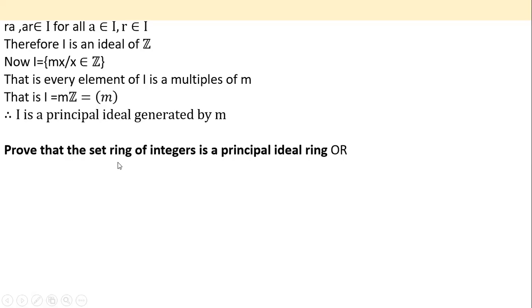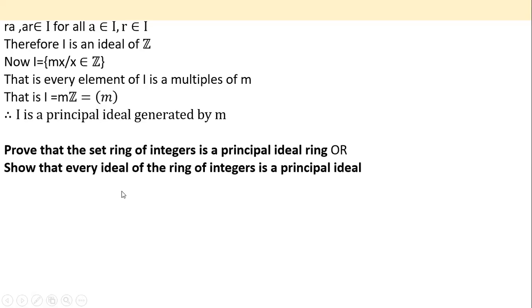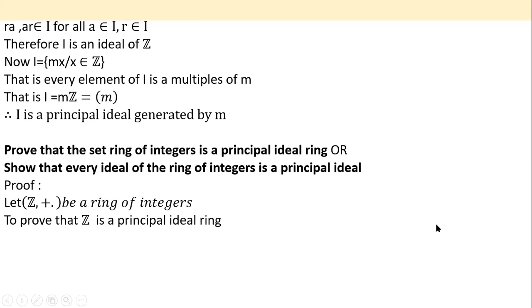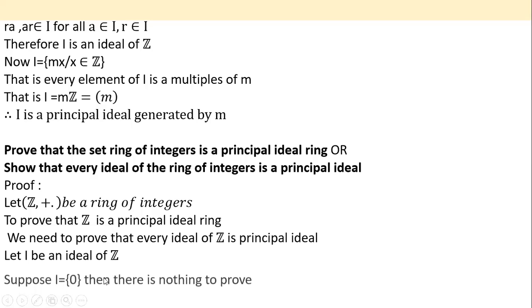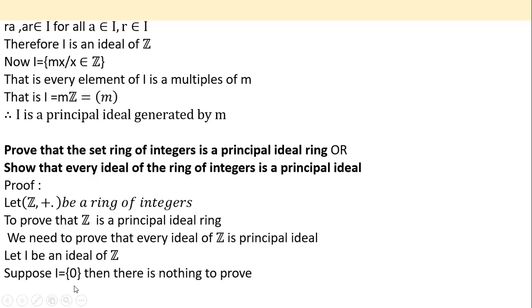Prove that the ring of integers is a principal ideal ring. Show that every ideal of the ring of integers is a principal ideal. Proof. Let (Z, +, ·) be the ring of integers. To prove that Z is a principal ideal ring, we need to prove that every ideal of Z is a principal ideal. That means, let I be an ideal of Z. Suppose I = 0, then there is nothing to prove.